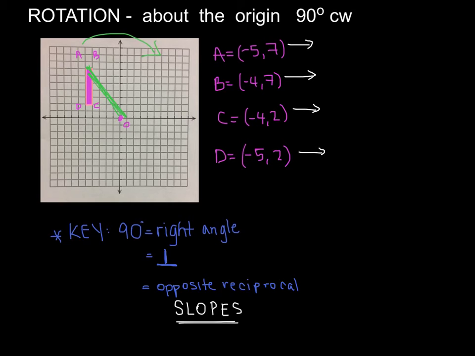I need to find the slope of that line. So you might want to pause right now, but I'm going to find the slope from A to the origin, from B to the origin, from C to the origin, and from D to the origin. I'll let you pause here for a second so that you can check that you can find those slopes.